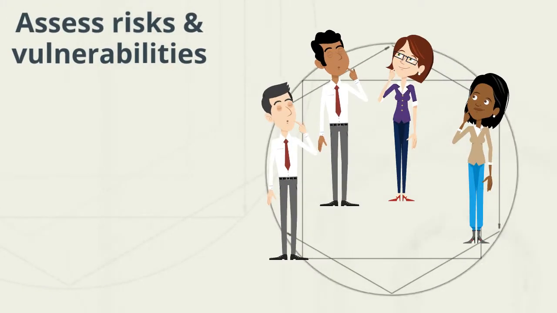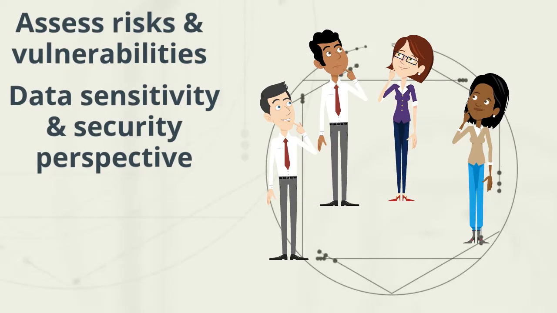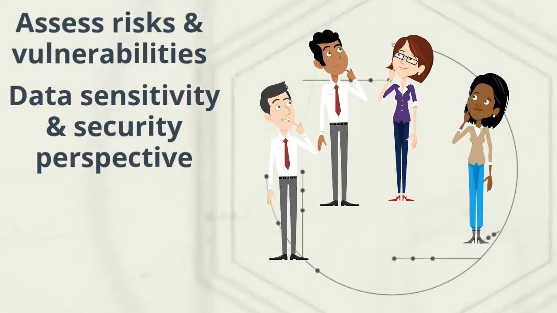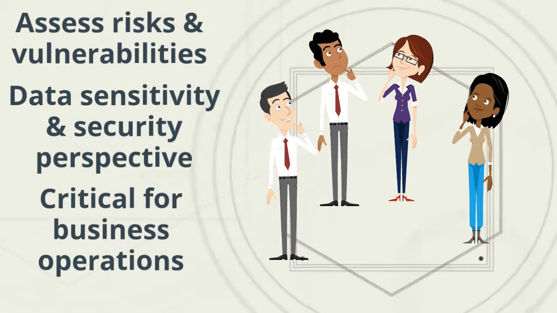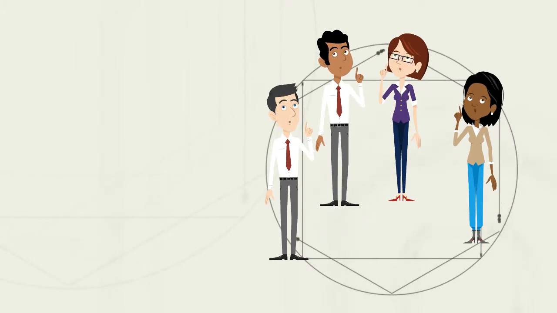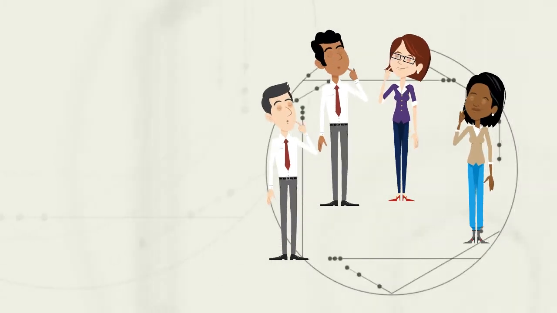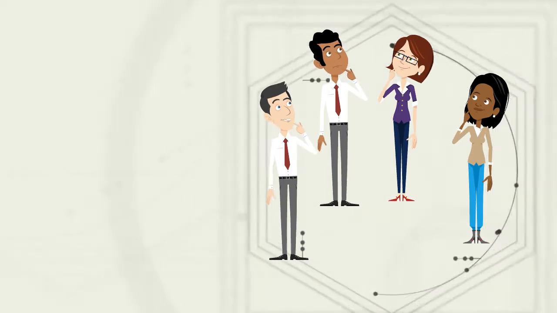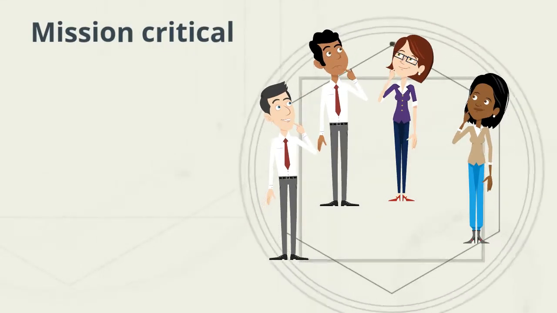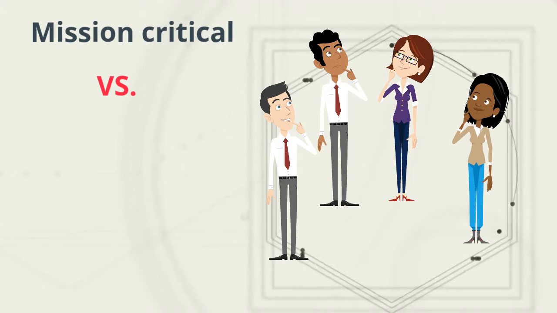This decision is very crucial from the data sensitivity and security perspective, but at the same time, critical for business operations. For example, there could be a scenario where an organization cannot halt their business operations because of a mission-critical system, but at the same time, operating that system poses a serious data risk, which can lead to a data breach.